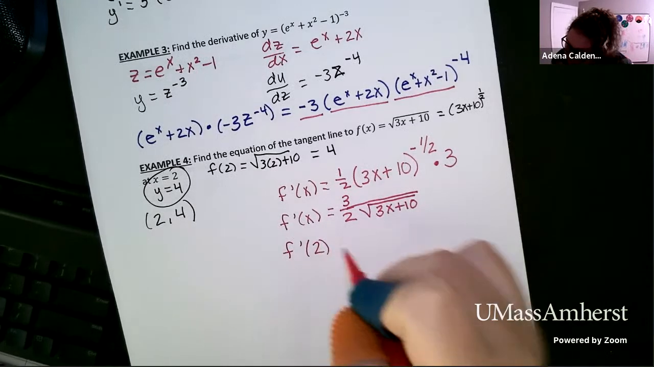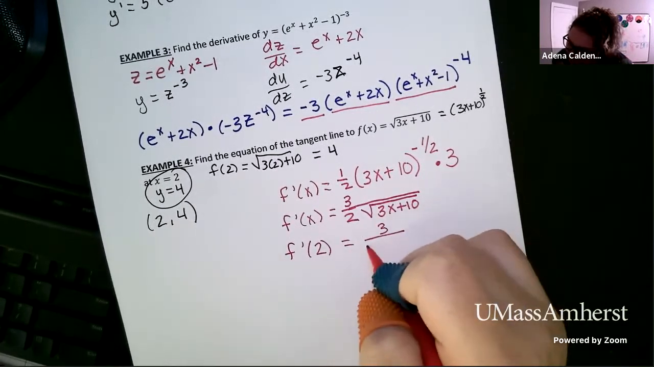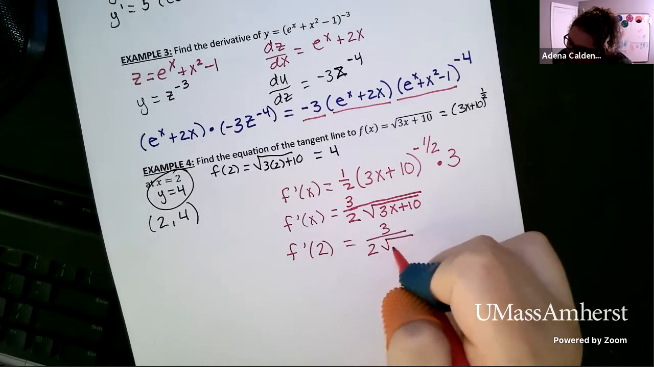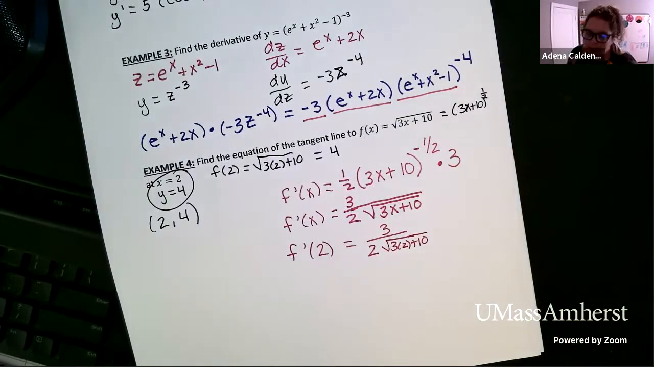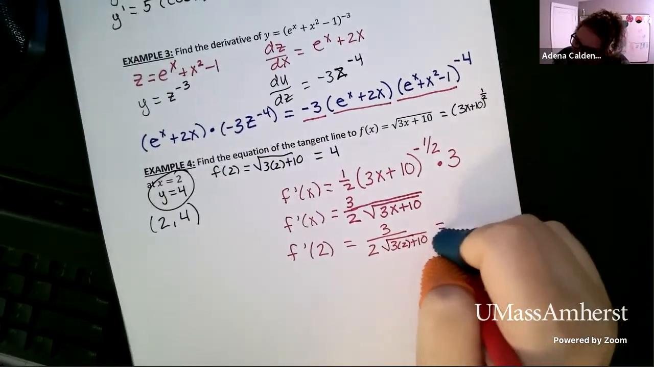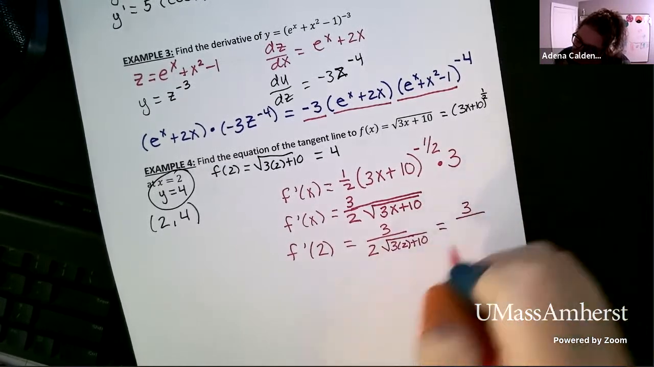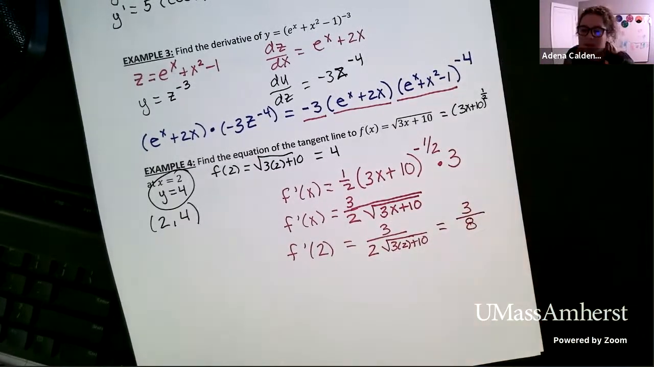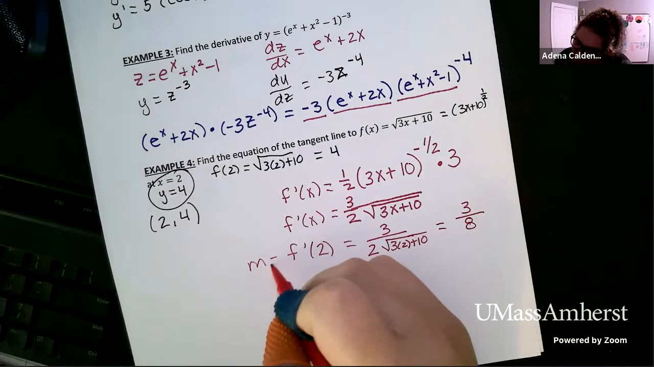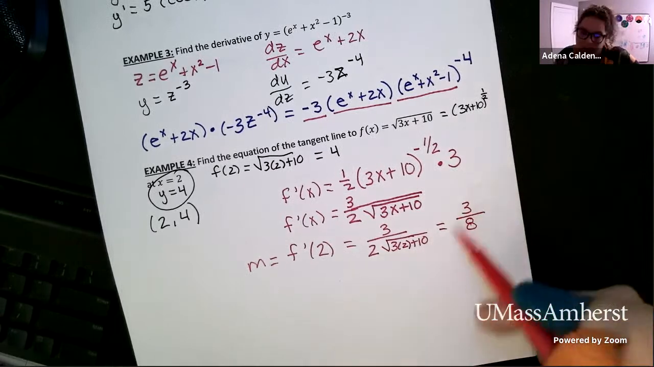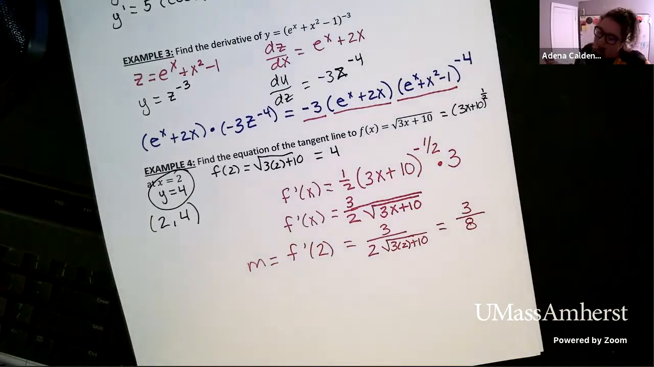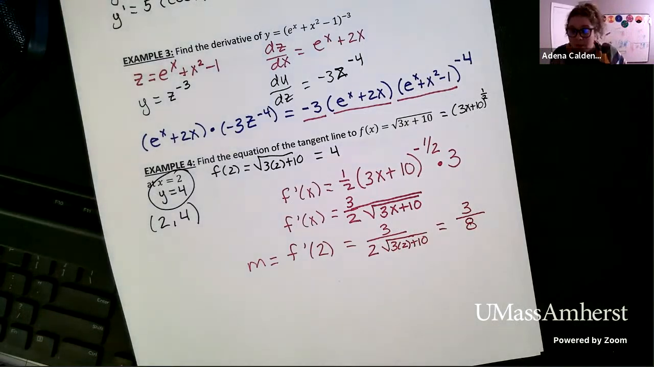So when I plug in a 2 here, I get 3 divided by 2 times the square root of 3 times 2 plus 10. So again, that is 16, and the square root of 16 is 4. So I have 3 over 2 times 4. 2 times 4 is going to give me 8. Okay, so my slope here is 3/8. Part of the reason why I simplified is because I don't want this to be a decimal. I prefer working in fractions. And if this comes out to be irrational, I need to know what the fraction is. So that's another reason why you may want to simplify.